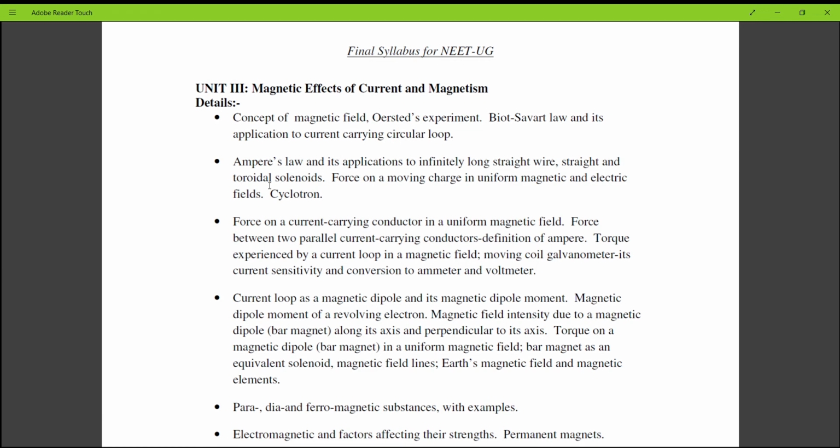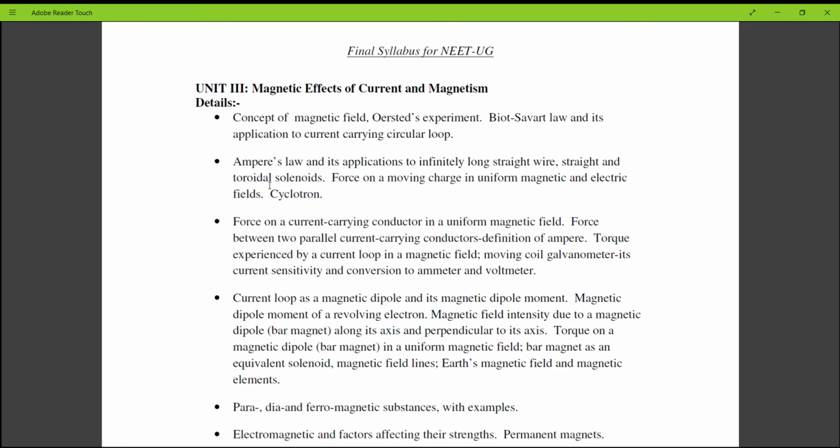Torque experienced by a current loop in a magnetic field. Moving coil galvanometer, its current sensitivity and conversion to ammeter and voltmeter. Current loop is a magnetic dipole and its magnetic dipole moment. Magnetic dipole moment of a revolving electron.